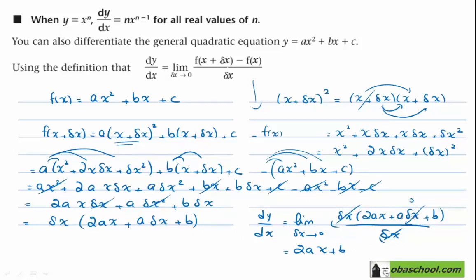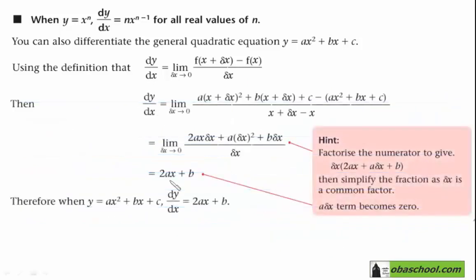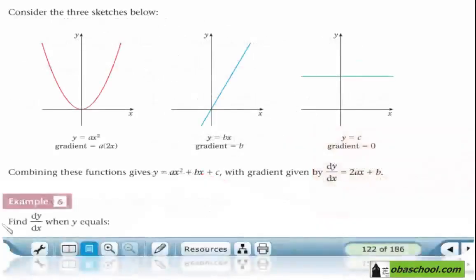This is the differentiation for f of x. Therefore, when y equals ax squared plus bx plus c, or the general form, then dy by dx equals 2ax plus b.